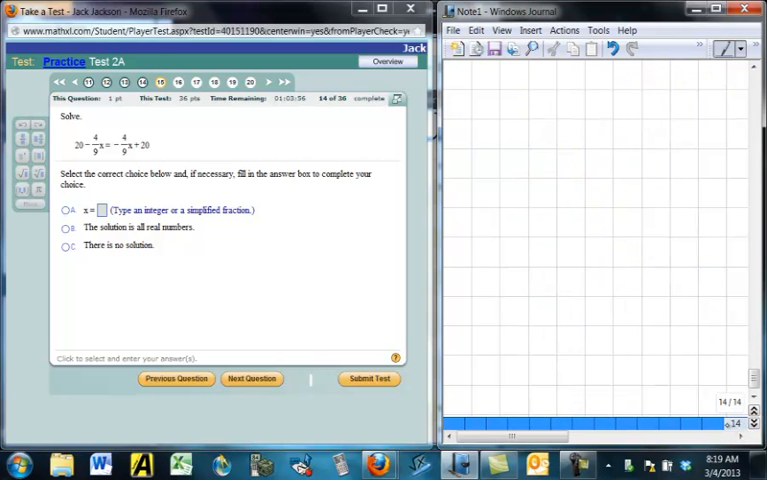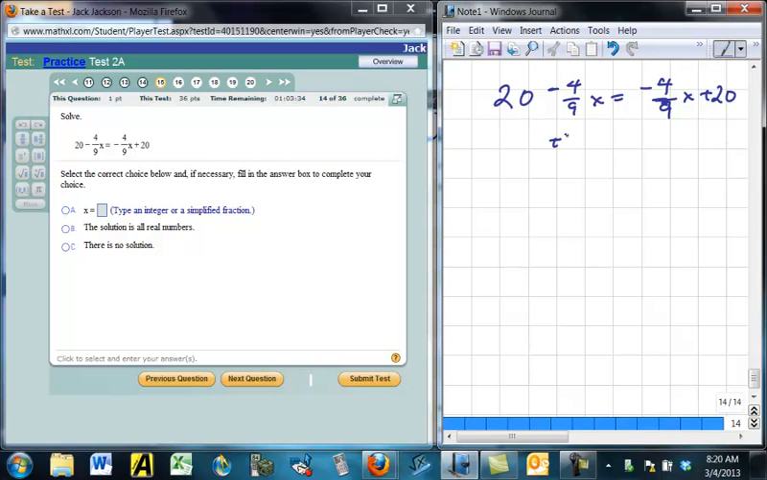Alright, what do we have here? Okay, we've got an equation. I can tell by looking at this that this is always true, because of the commutative property, that these two are equivalent.